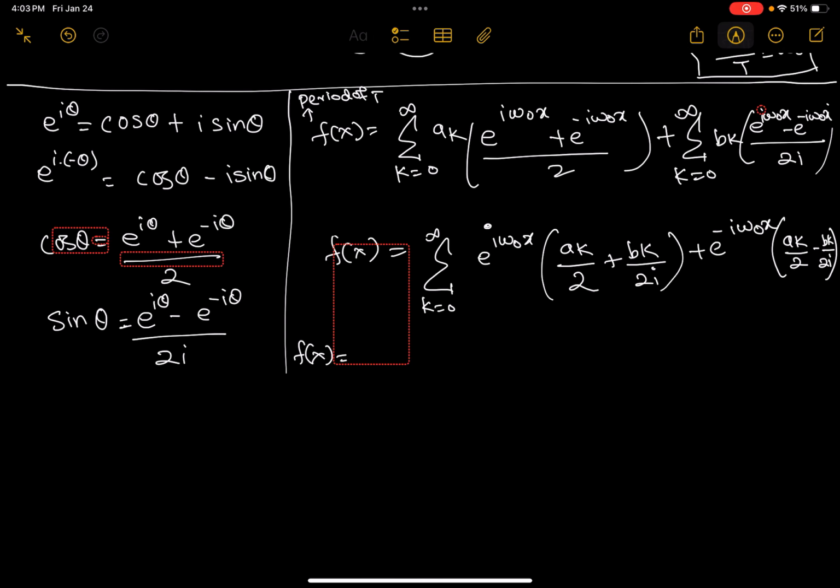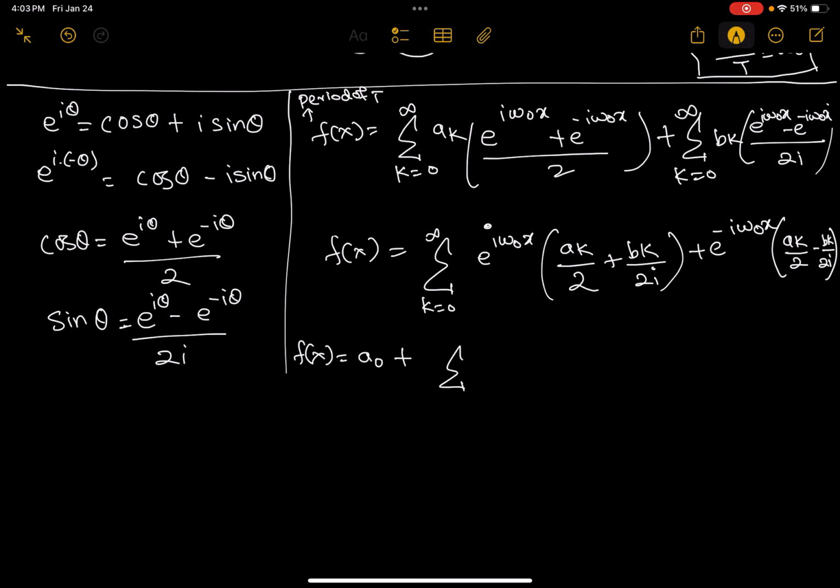Also, before breaking that, what I will do is evaluate the term for k equals 0. For k equals 0, this will just be e to the power 0, which is 1. That's also to the power 0 in the second term, which is 1. If we add these two, it just becomes a sub 0.